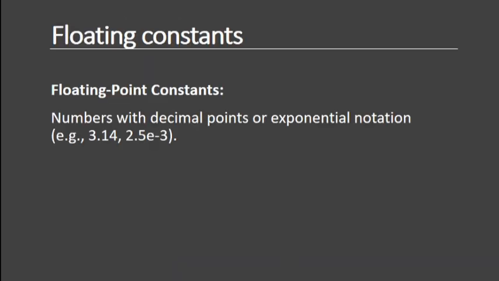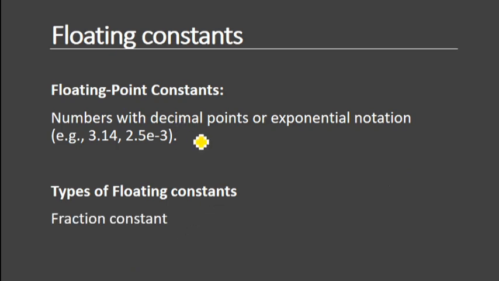Now we are going to see floating constants. So floating point constant: for example, this is a decimal point. Before the point, at least one digit must be there. After the point, at least one digit must be there. Then only it is called a floating point constant.